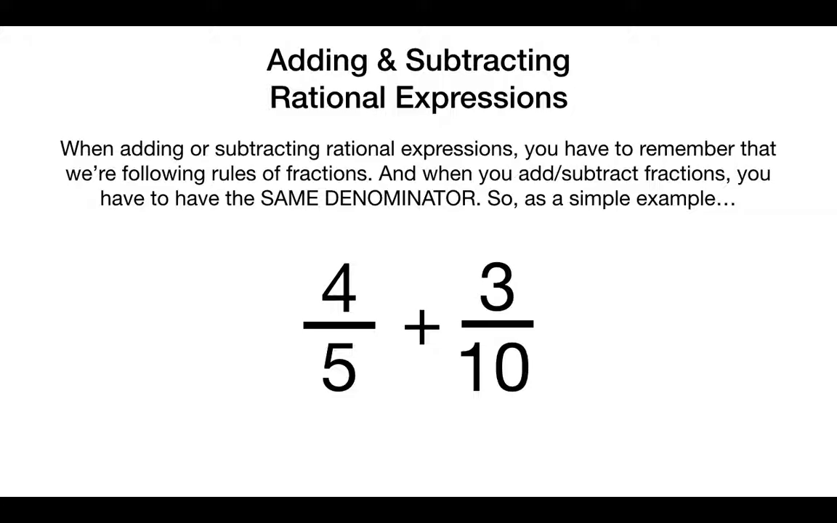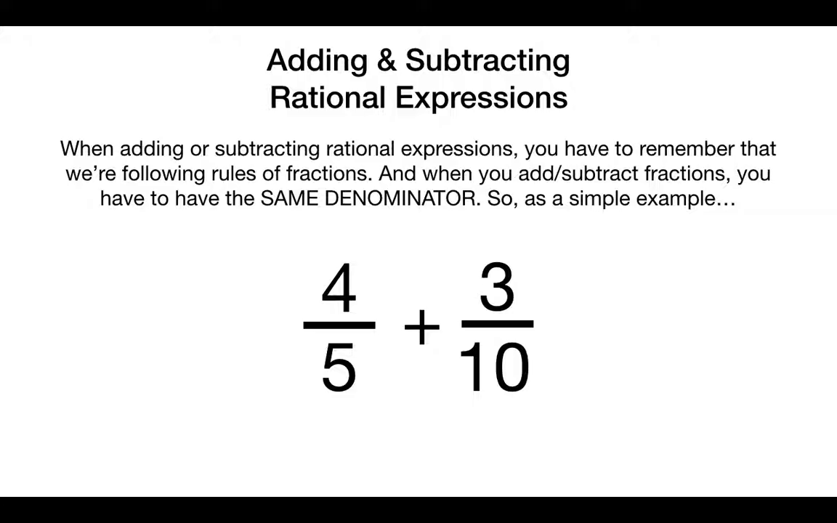Are 5 and 10 the same number? The answer, and this will shock you, is no. So what we have to do here is get a common denominator. Now some might say that the common denominator is 50, but we actually have a lower common denominator than that, and that's 10, because 5 times 2 is 10.